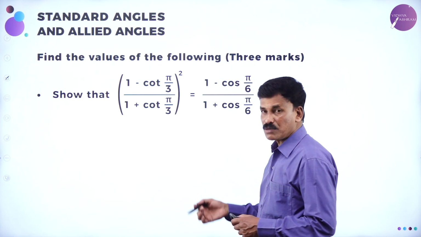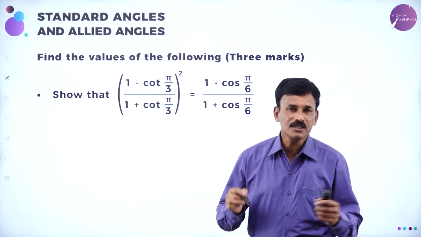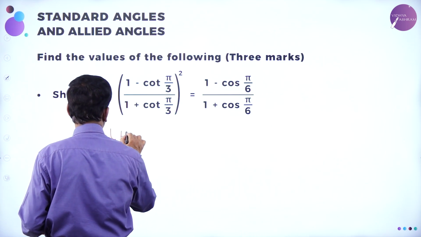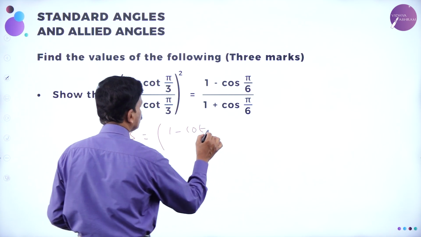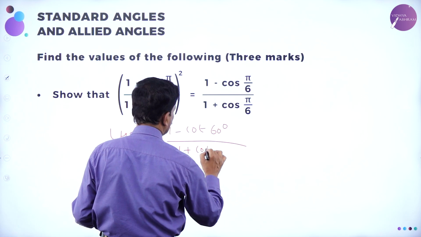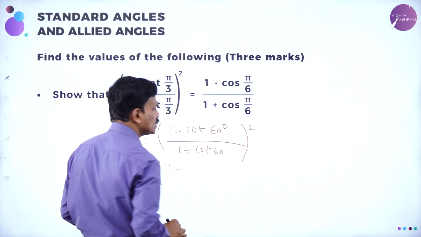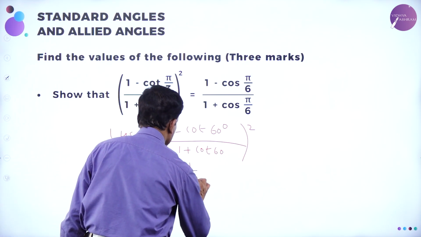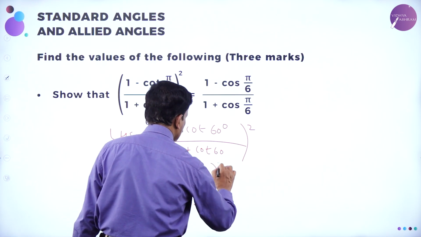This type of problem can be solved by taking LHS and RHS separately. Show that LHS is equal to RHS. Now let us take LHS. What is LHS? 1 minus cot pi by 3. Pi by 3 is nothing but 60, divided by 1 plus cot 60, whole square. 1 minus, what is cot 60? Cot 60 is 1 by root 3, so 1 minus 1 by root 3 by 1 plus 1 by root 3, whole square.